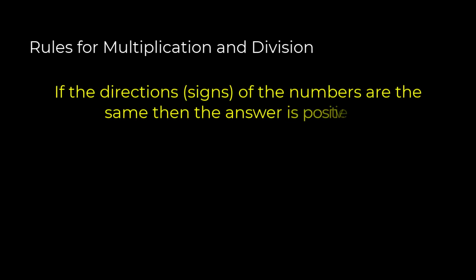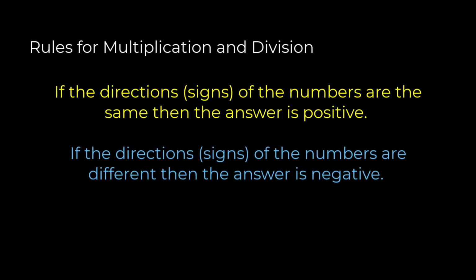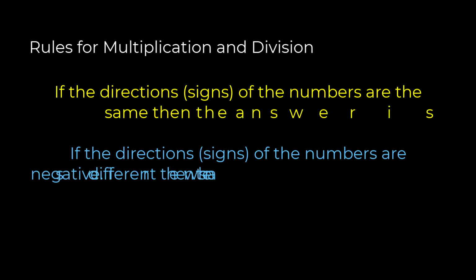So, back to the rules for multiplication and division with negative numbers. There are only 2 rules. If the directions or signs of the numbers are the same, then the answer is positive. If the directions or signs of the numbers are different, then the answer is negative. That's it. So if you were groaning before about having to learn the different annotations, then I think you have to show some appreciation for the simplicity of these rules. Whoopee! Very good. Let's try a couple of problems.